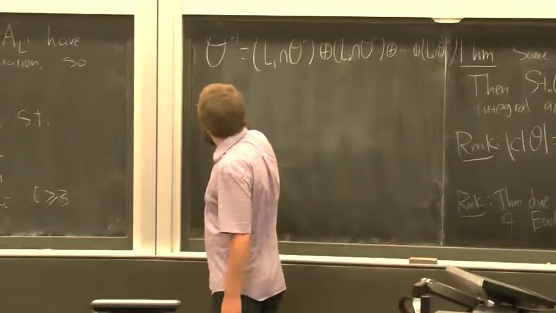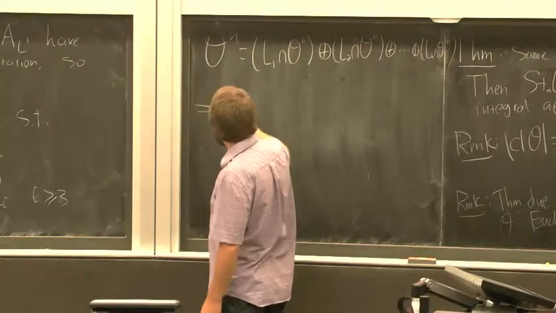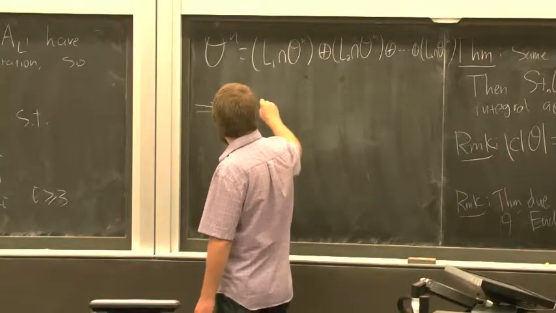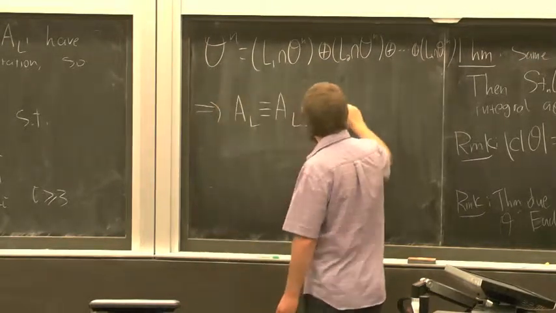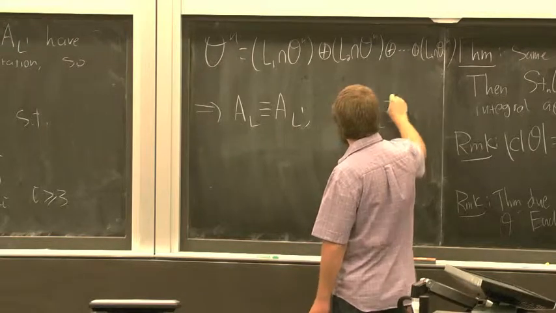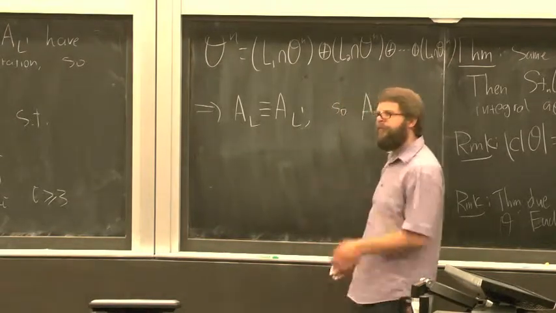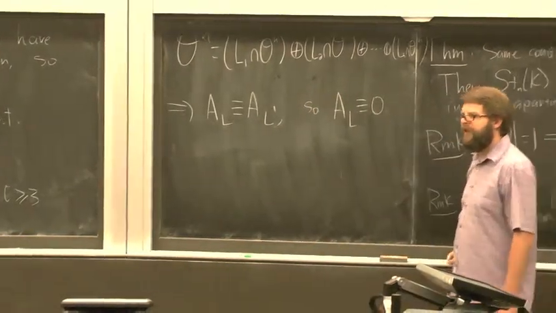So the conclusion is that A_L is actually equal to A_L', so A_L is equal to 0. And I'm done. Okay, so I think I'll stop there.